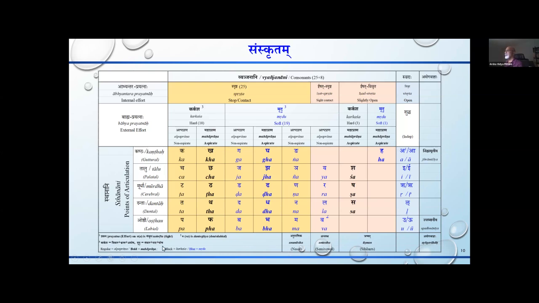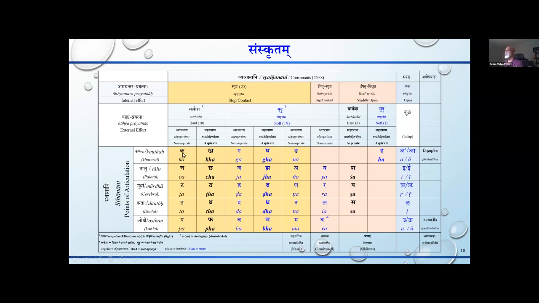But here this chart is put to show this sthana, or the point of articulation. Now we can see that all the kavarga, these 5 letters belonging to the ka group, they're collectively called kavarga, the group belonging to ka.